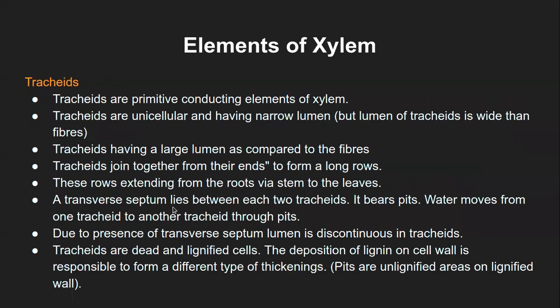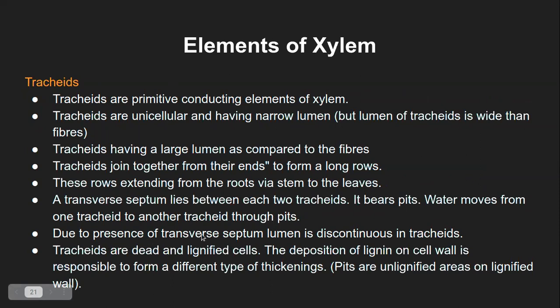So a transverse septum or a partition is present between two tracheids. It bears some pits. Pits are nothing but holes, and the water moves from one tracheid to another tracheid through these pits. So obviously this septum has certain holes, and through those holes the water will keep moving from one side to the other.